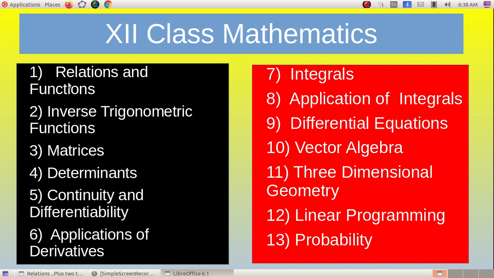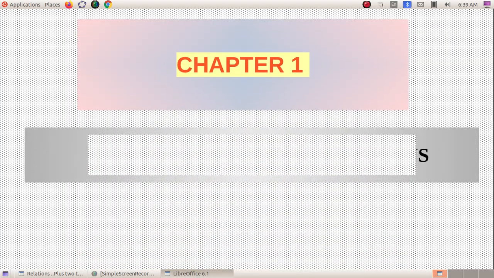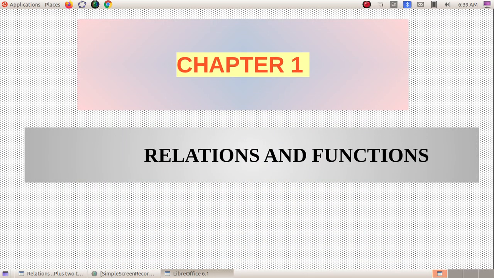Now we are going to start our first lesson, and its beautiful name is relations and functions. As you know, we learned this chapter in detail in our previous year. What we learned in the second chapter of 11th standard is the first chapter of 12th standard. Okay, let us start. Chapter number 1, relations and functions.